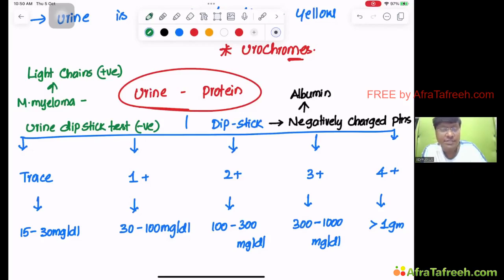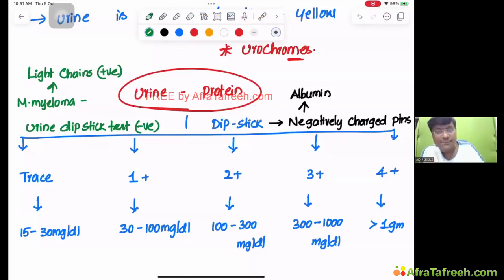The next point: urine turning yellow in color on exposure to air is due to the presence of urochromes. When the urine dipstick shows 1 plus proteinuria, the quantity of protein is 30 to 100. If it is 15 to 30 milligrams per deciliter, the dipstick test is considered trace. If it is 2 plus proteinuria, it is 100 to 300 milligrams per deciliter. And if it is 3 plus proteinuria, it is 300 to 1000 milligrams per deciliter.